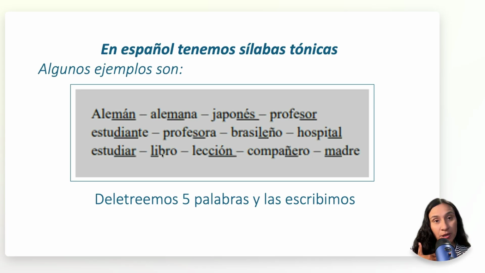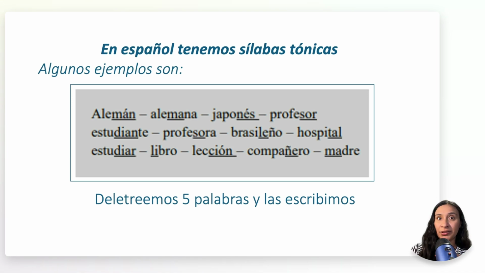But in Spanish, we have sílabas tónicas, and that's basically that syllable where you have to put that stress, the most important, prominent stress in the sentence, right? So basically it's like putting all your emphasis when you talk in that syllable, right? So yeah, for example, if we have the word alemán, man is the sílaba tónica, right?